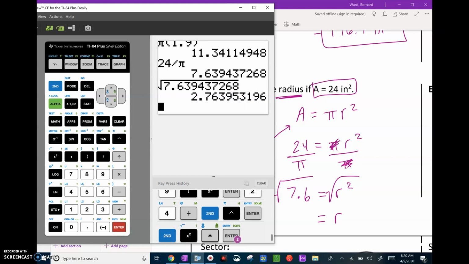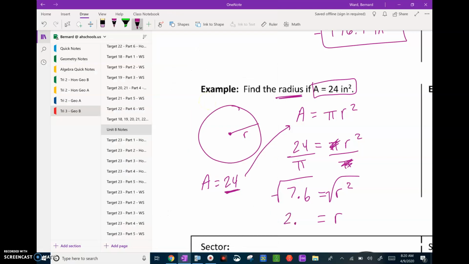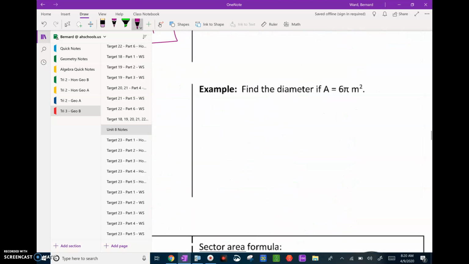And now there's my mostly exact answer. And I can round that one up to 2.8. And so now I know the radius is 2.8. Now, we see the units are inches, so I can squeeze inches in there. 2.8 inches, right? Perfect.